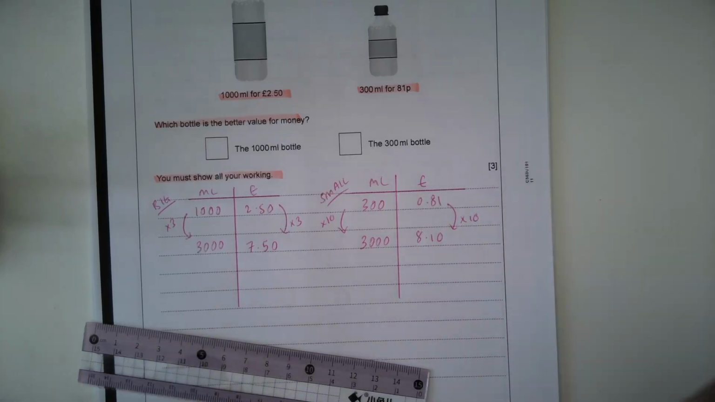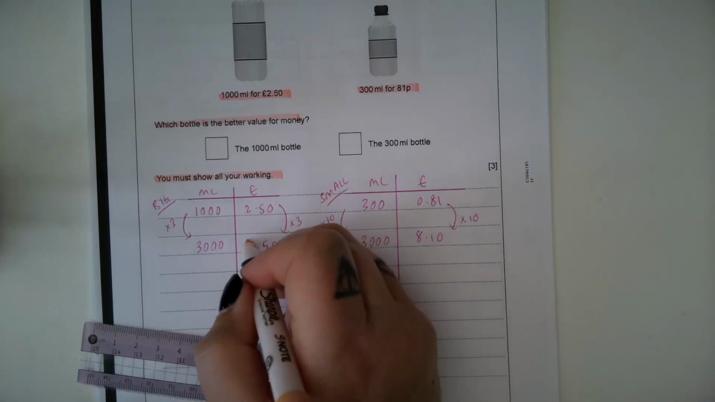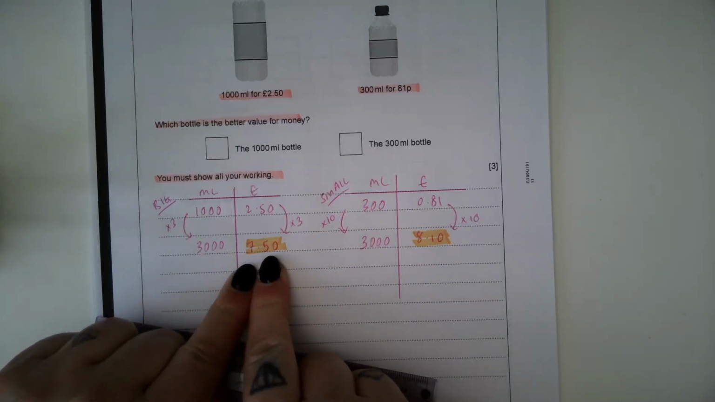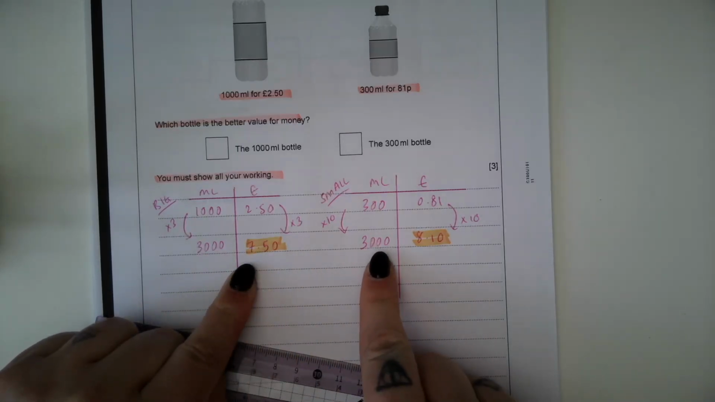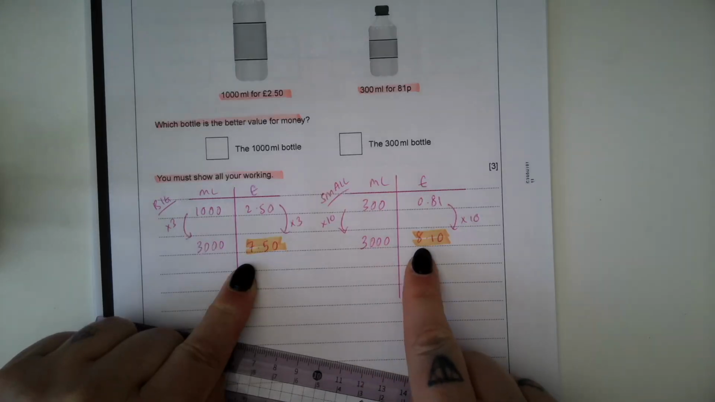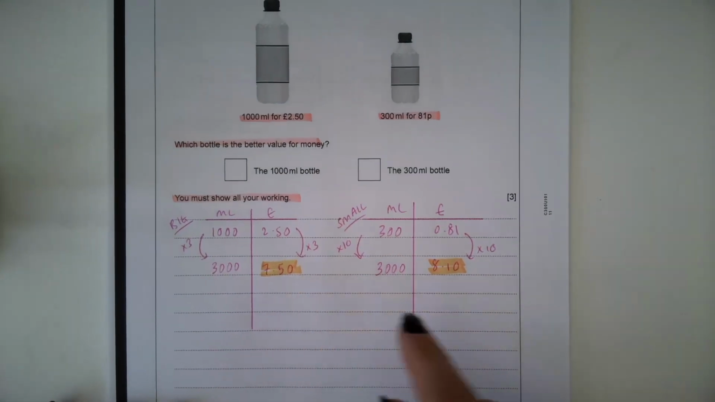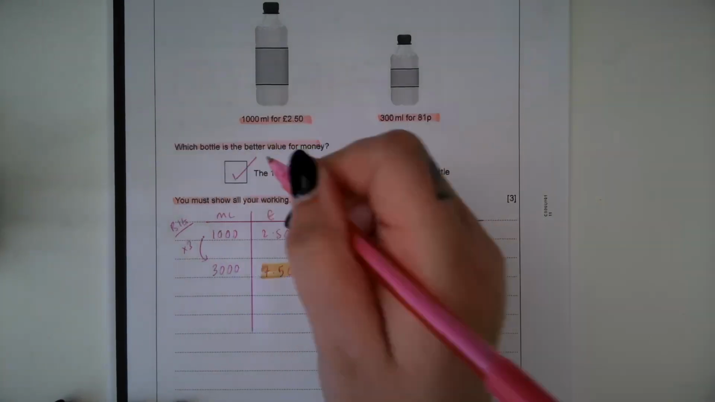Okay, so we're going to look at these two values now. We want the better value for money. So we've got them both here. For 3000 millilitres, it costs £7.50 in the bigger bottle. But for 3000 millilitres in the smaller bottle, it costs more. It costs £8.10. So the 1000 millilitre bottle is the better value.